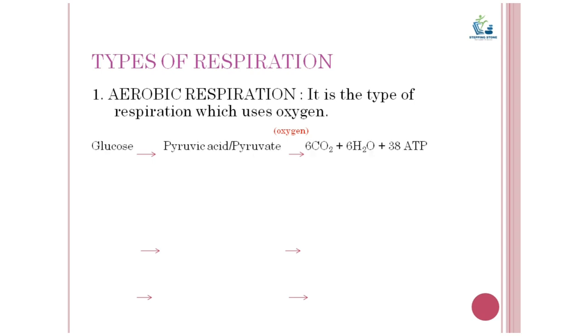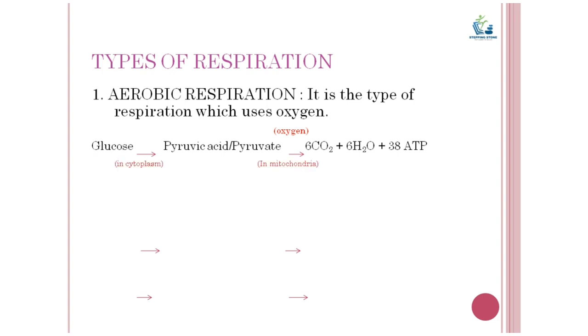Now, this breaking down of food or glucose during aerobic respiration can be represented as follows. Here you can see that in aerobic respiration, one molecule of glucose produces 38 energy-rich ATP molecules. Now this takes place in the mitochondria of cells. So mitochondria are the sites of aerobic respiration in the cells. Thus the breakdown of pyruvate to give carbon dioxide, water and energy takes place in the mitochondria.